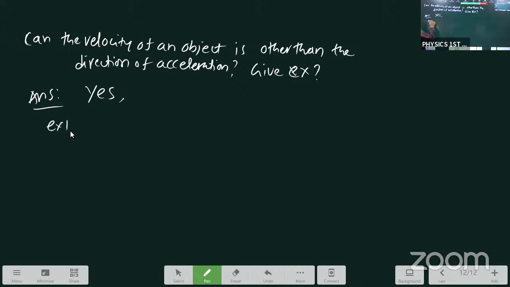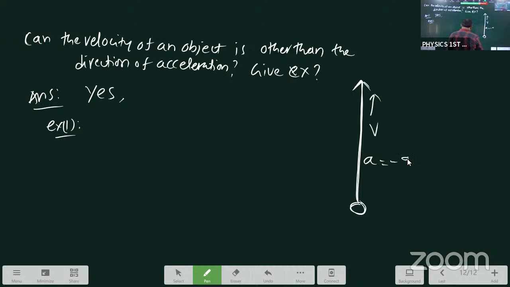Example number one. One example is enough, student, because they are only asking to give an example. Give an example means a very simple example. Just project a body. A body projected upwards. Obviously, the body goes upwards. What is the velocity direction? Upwards. What is the acceleration due to gravity direction? Downwards. A body projected upwards means acceleration and velocity are both in different directions.